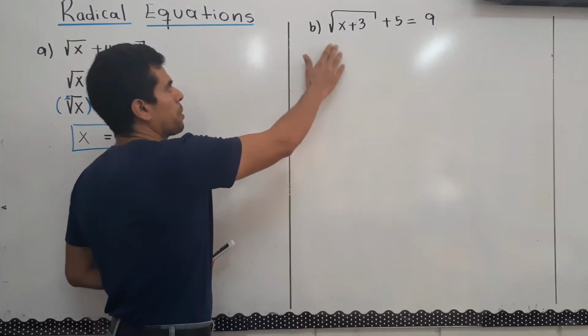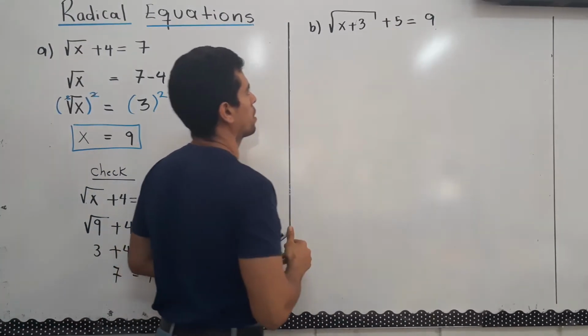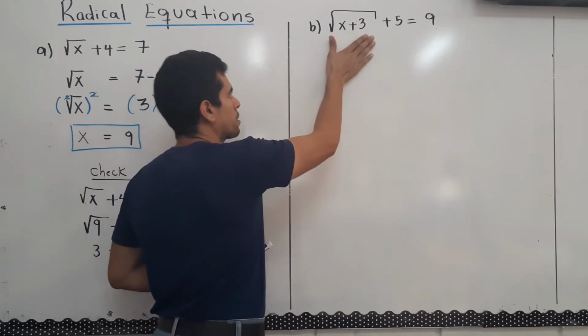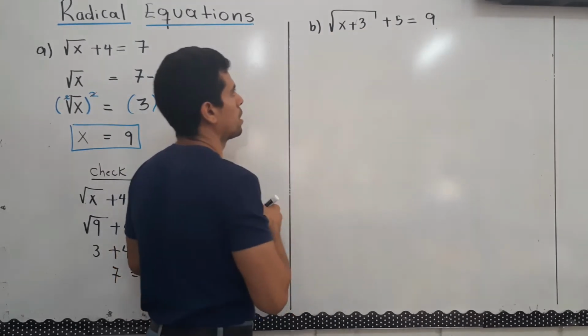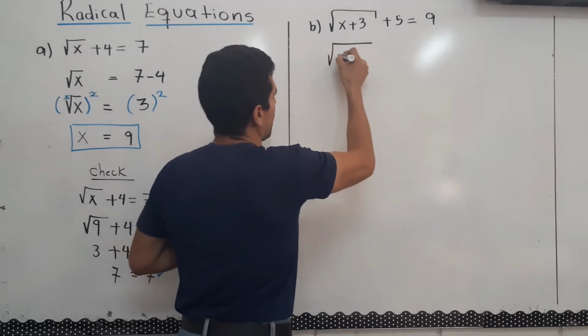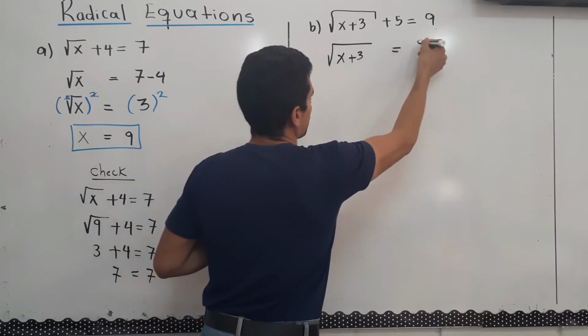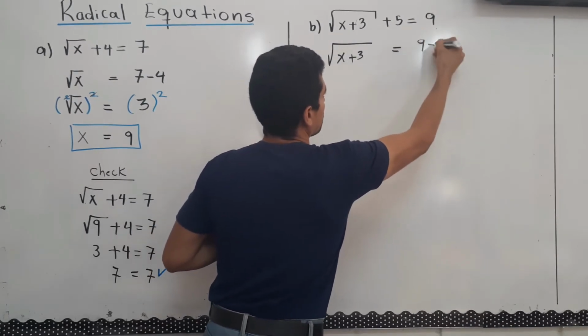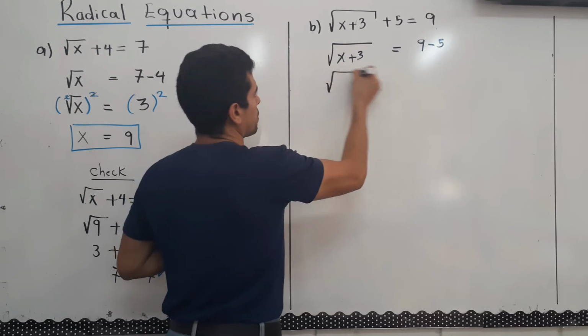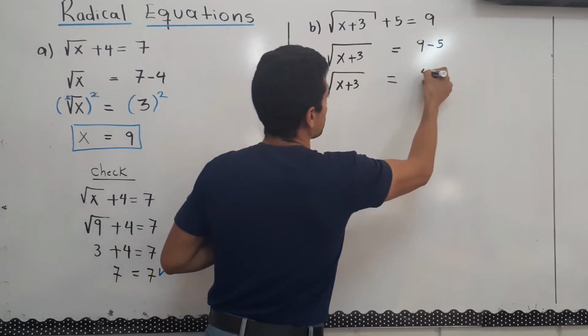In example B, we have the square root of x plus 3, then we have plus 5 equal to 9. So how much is x? That this statement is going to be equal to 9. So we are going to do the algebra here. X plus 3, I'm going to start by moving the 5 over there. So I will have 9 minus 5. Then x plus 3 equal to 9 minus 5 is 4.